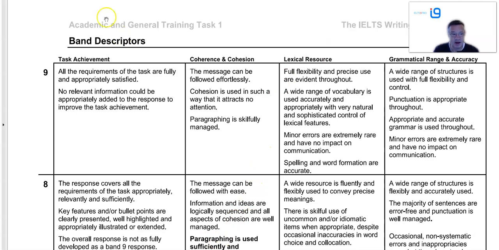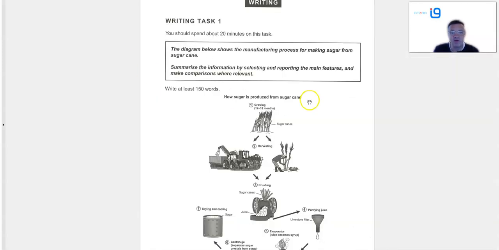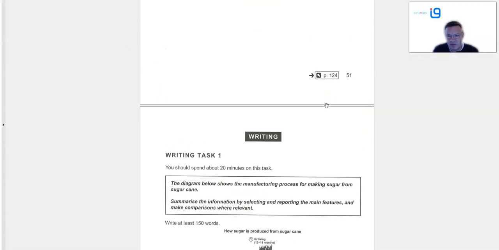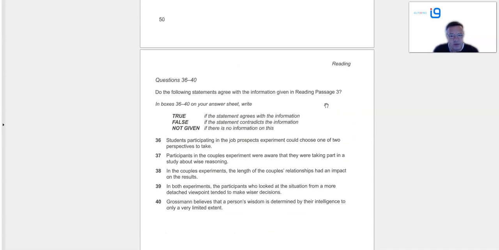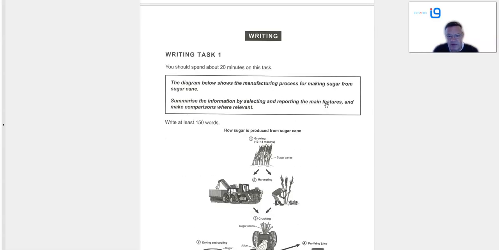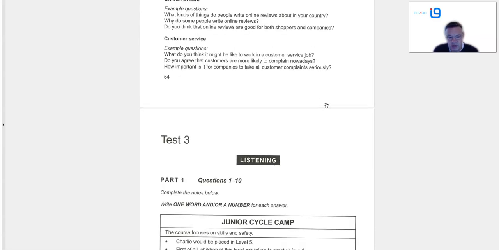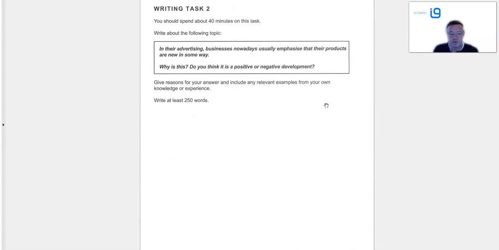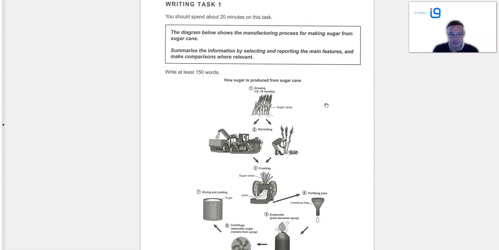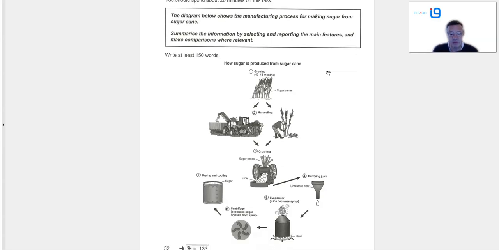And the next thing, we've got the criteria. Yeah, I think this is from test 2, is it? Let's just have a look. Scroll up. Yeah. Test number 2. So let's have a look. The diagram below shows the manufacturing process for making sugar out of sugarcane. Summarize, select, report main features, make comparisons where and if relevant.